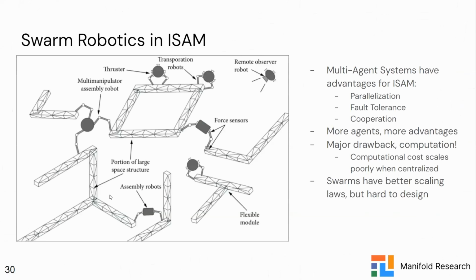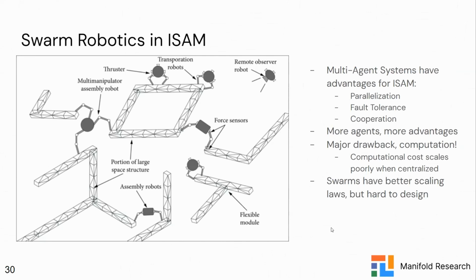And so, on that note, applying swarm robotics to in-space assembly and manufacturing has several notable benefits over using single-agent architectures or singular robots. In particular, multi-agent systems have parallelization. Because you have multiple agents, they can do multiple tasks at once. They can also cooperate on tasks that are impossible for a single agent to do alone. And they have fault tolerance. If one falls, others may rise to take its place.